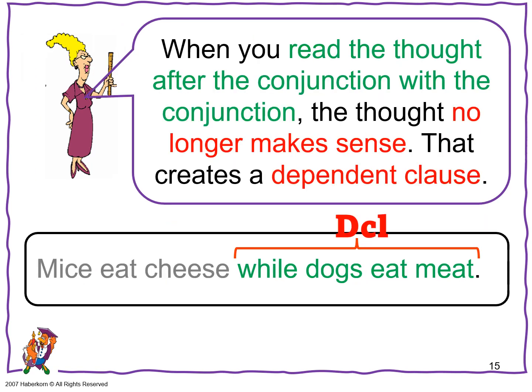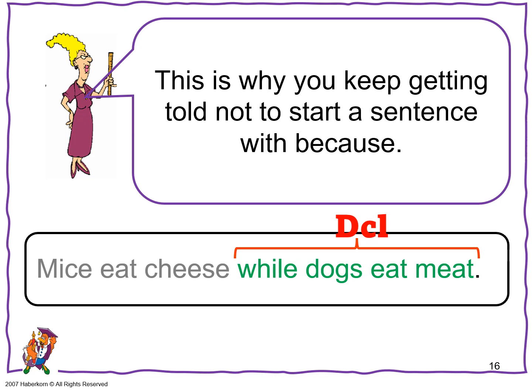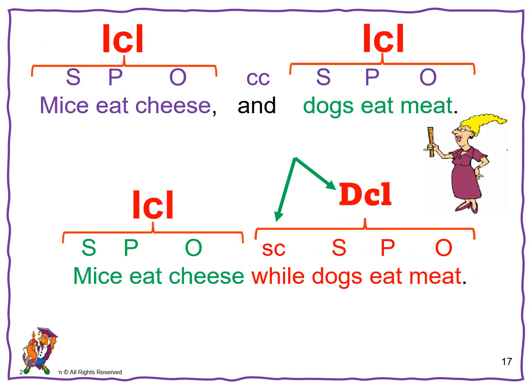When you read the thought after the conjunction with the conjunction, the thought no longer makes sense. That creates a dependent clause, while dogs eat meat. The subordinating conjunction is always read as the first word followed by the complete thought, but the subordinating conjunction makes the thought incomplete. Feels confusing, but that's the way the method works. This is why they kept telling you don't start a sentence with because. When you add the because, what follows doesn't make sense by itself. Okay, this looks confusing. It'll be less confusing with practice.